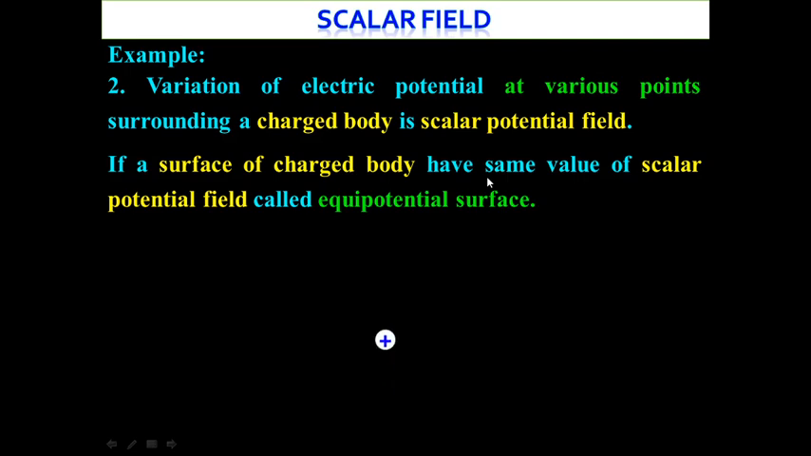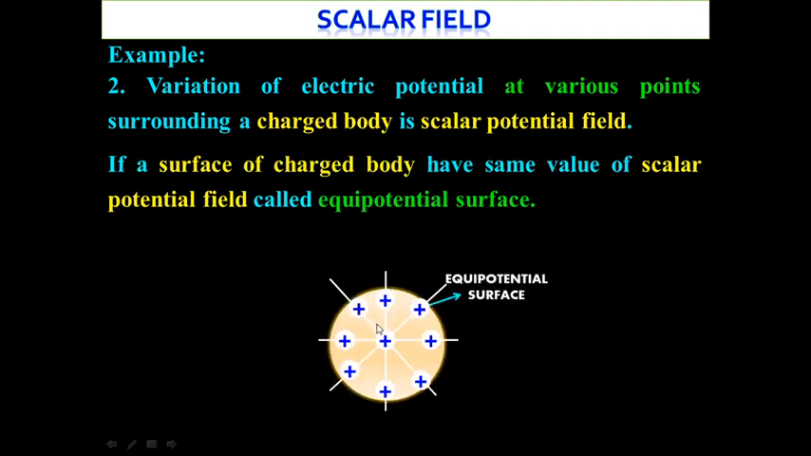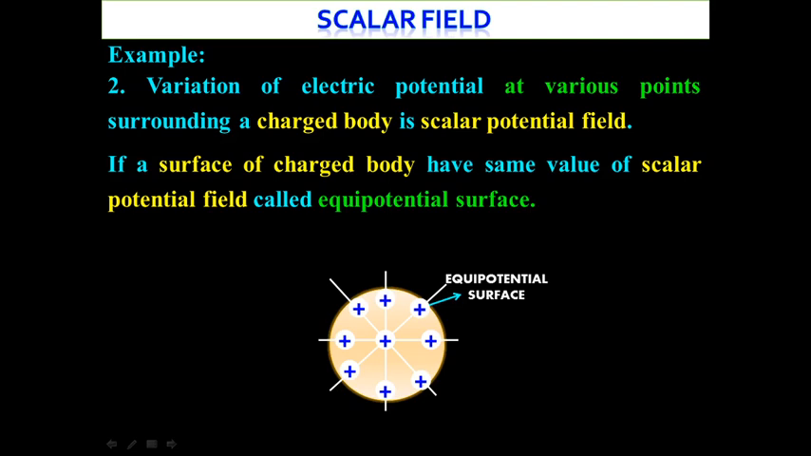Suppose these are positive charges, and these positive charges are uniformly distributed, and the values of positive charge are equal. So this surface has the same value of scalar potential at every point. So this surface is nothing but equipotential surface. So what is equipotential surface? If a charged body has the same value of scalar potential field, this is called equipotential surface. So equipotential surface is also the example of scalar field.